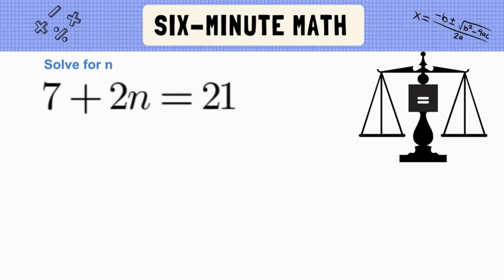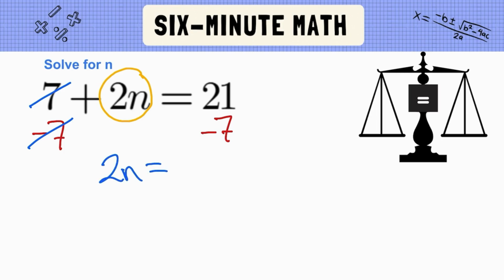Let's solve for n. In 7 plus 2n equals 21. Let's put that term with the variable by itself by subtracting 7 from both sides. 7 minus 7 cancels each other out. So I'm left with 2n equals 21 minus 7 is 14.